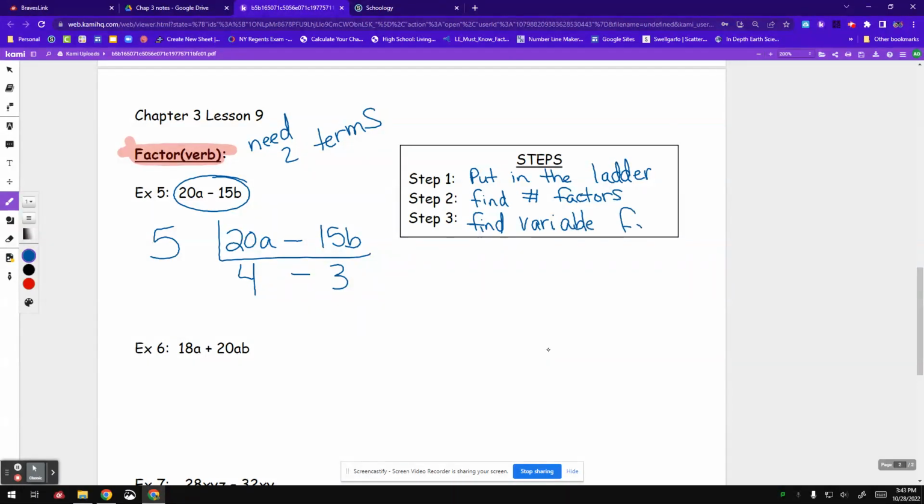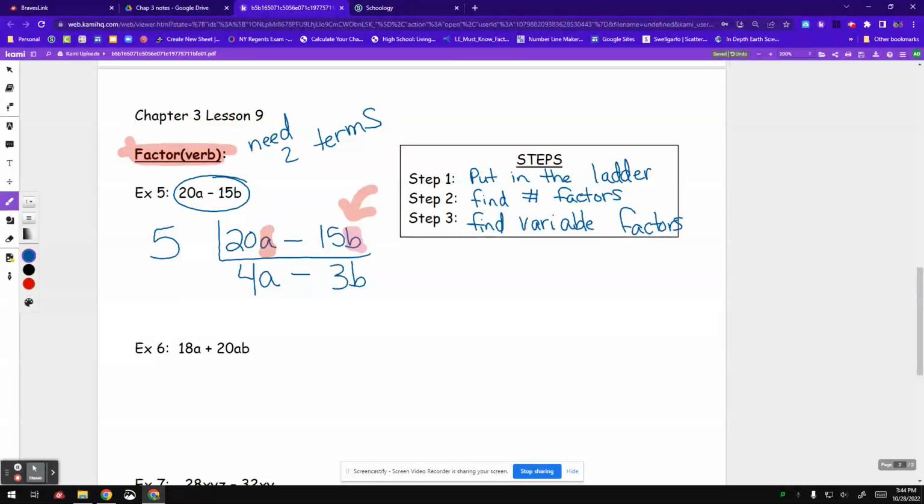Okay, do they share a variable? This first term has an A. Is there an A over here? Nope. So I bring it down. This second term has a B. Does it share a B? No. So bring it down.